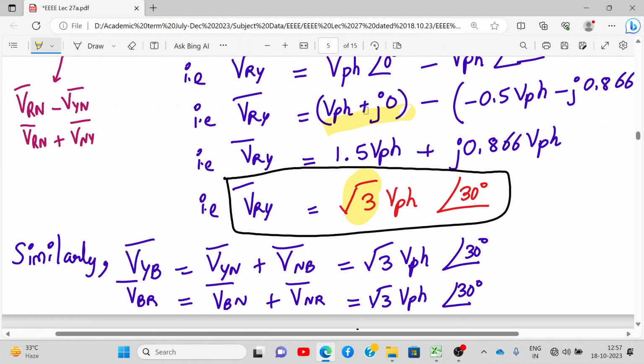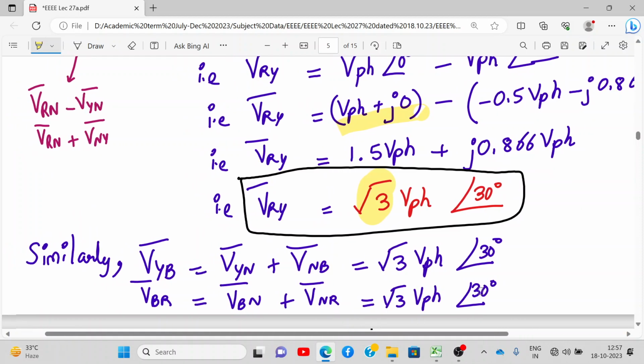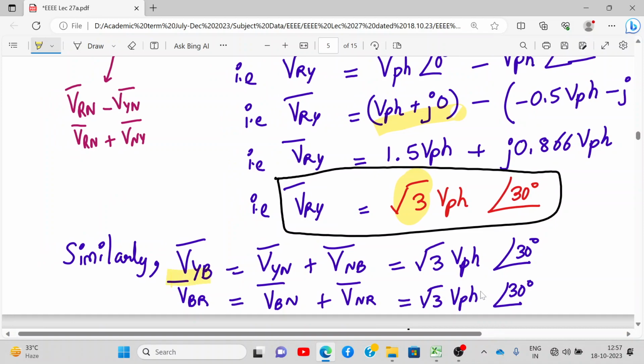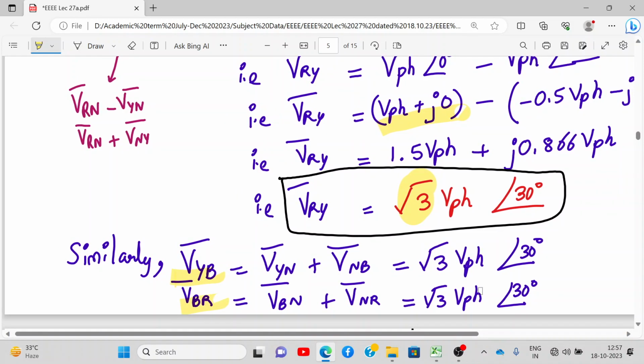So similarly, write down the expressions below also. Similarly, VYB is what? VYN plus VNB. That is root 3 V phase angle 30 degrees. VBR is again root 3 V phase angle 30 degrees. So write down all three expressions. Write down VYB, VBR, everything. Completed?